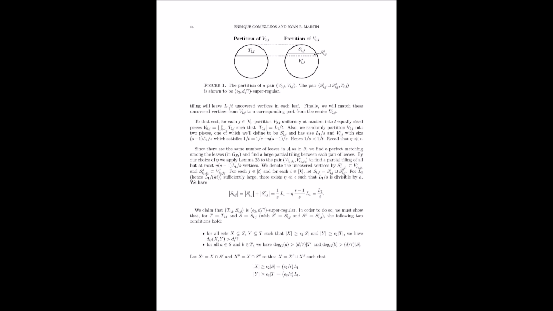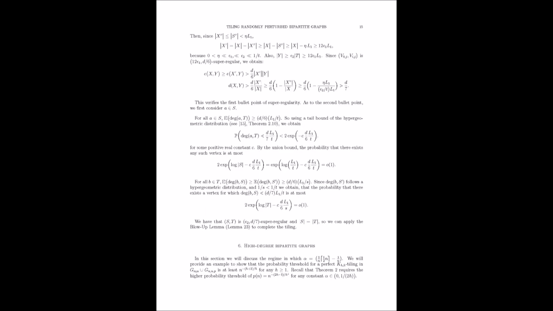Well, they're interested in figuring out when you can perfectly tile a bipartite graph with copies of a complete bipartite graph, K_{s,s}. Okay, so just so everybody's clear, when we say K_{s,s}, that means the complete bipartite graph where each of the sets has s vertices.